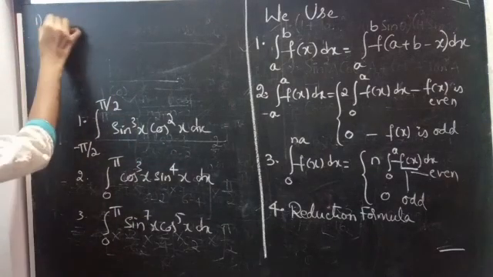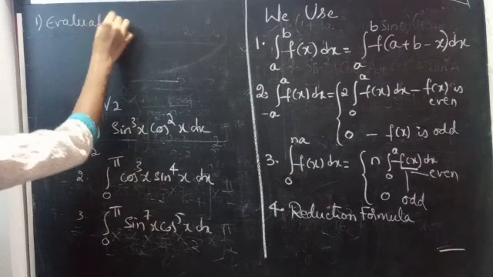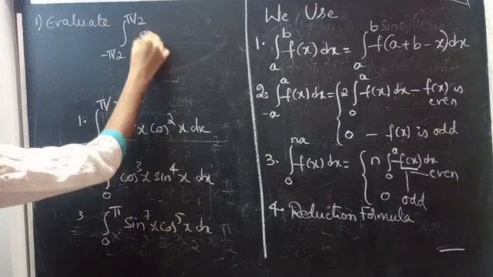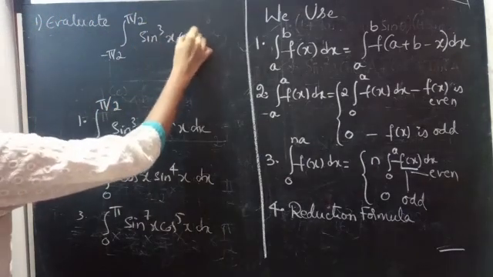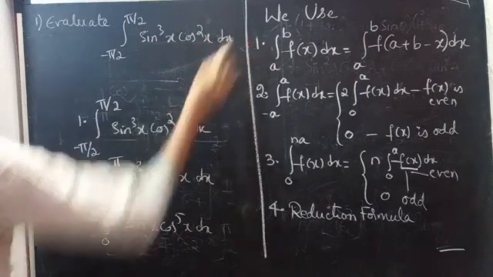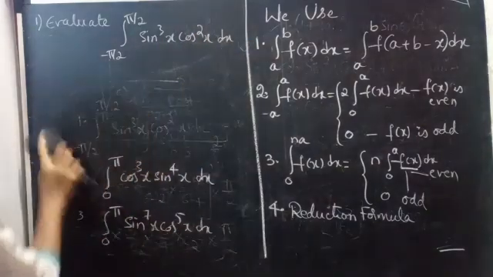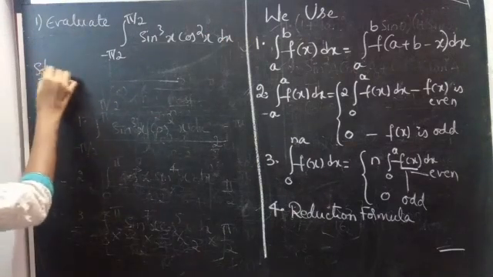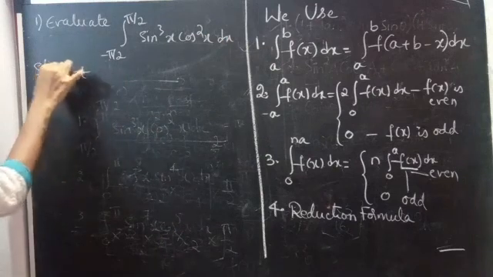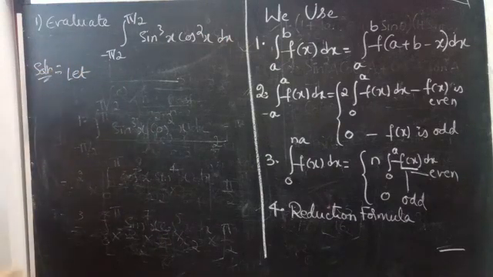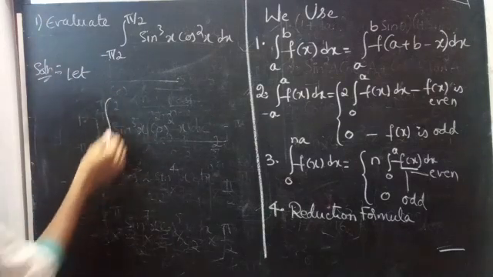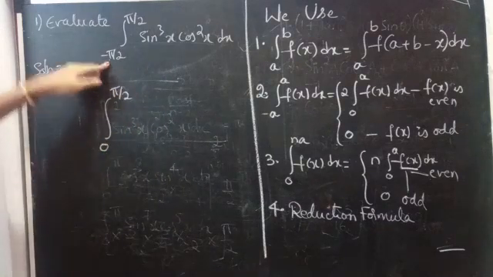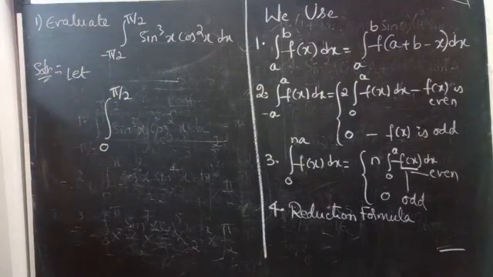First one, evaluate the integral from minus pi by 2 to pi by 2 of sin cube x into cos square x dx. Solution. To use the reduction formula directly, we need limits of integral from 0 to pi by 2. Since you are having minus pi by 2 to pi by 2, you can't use the reduction formula directly.